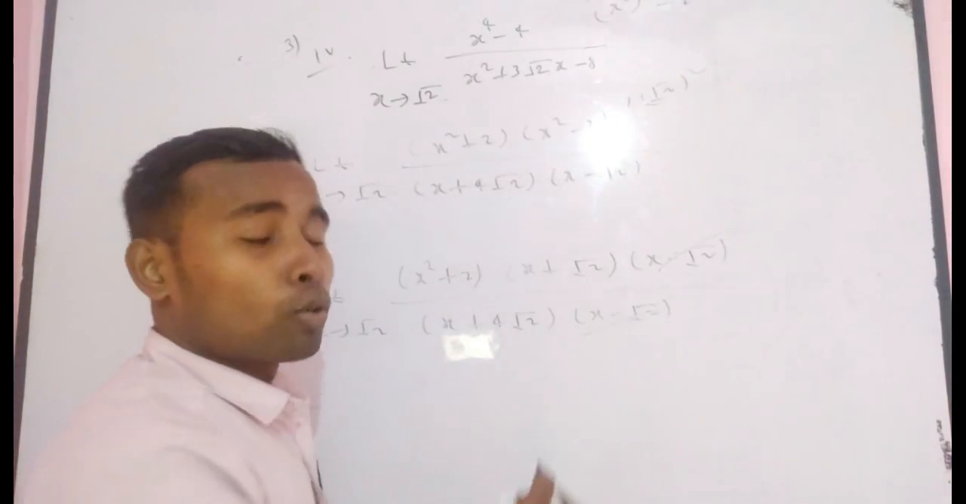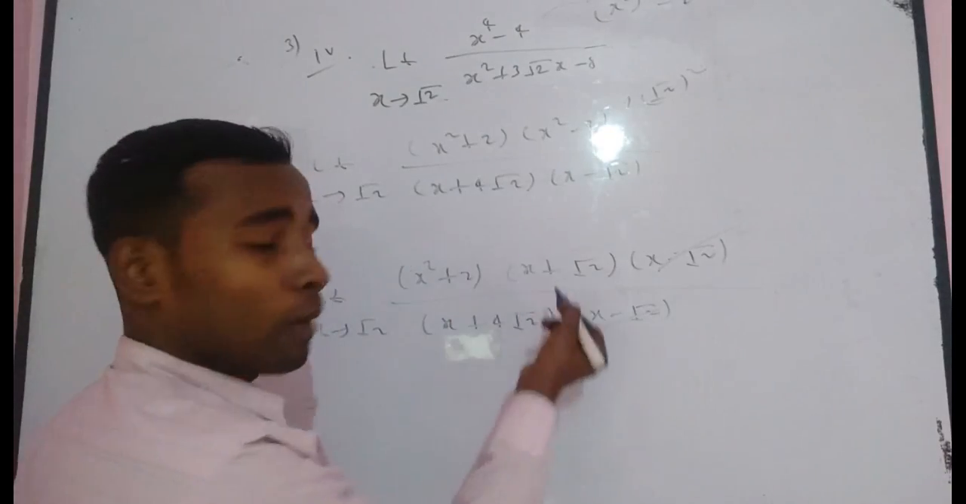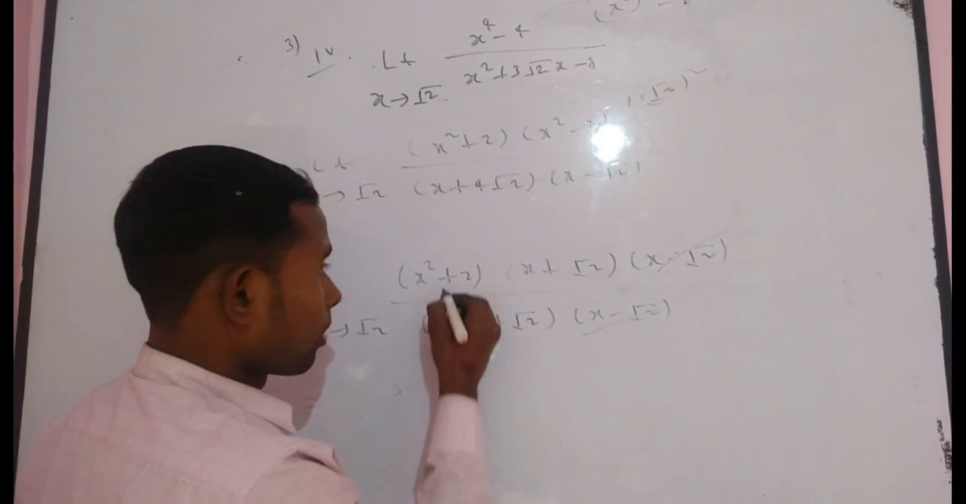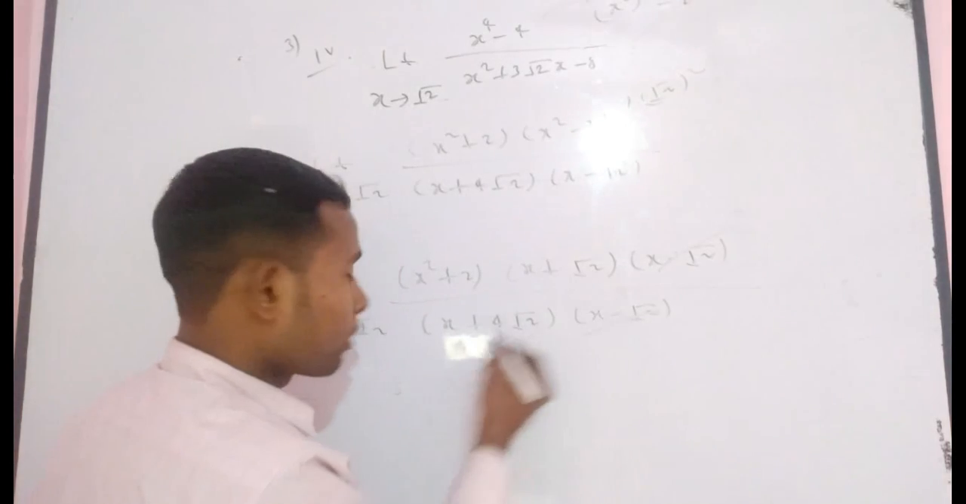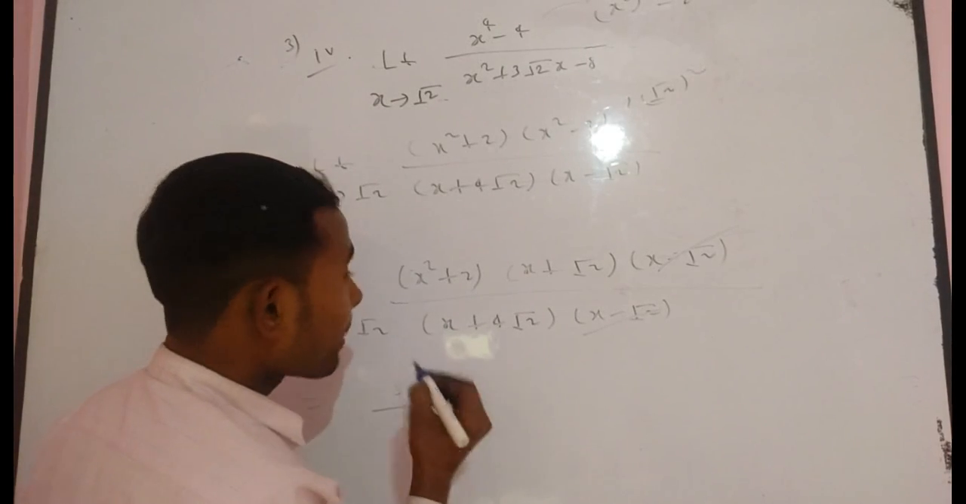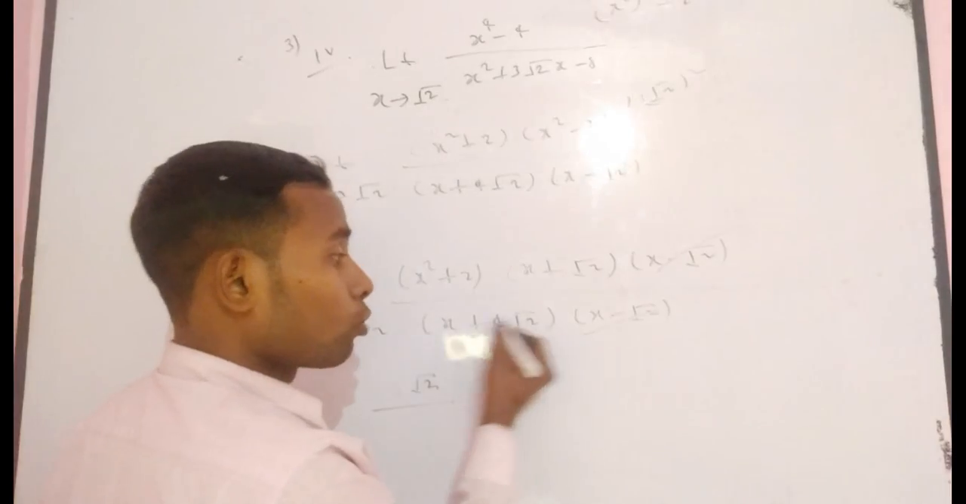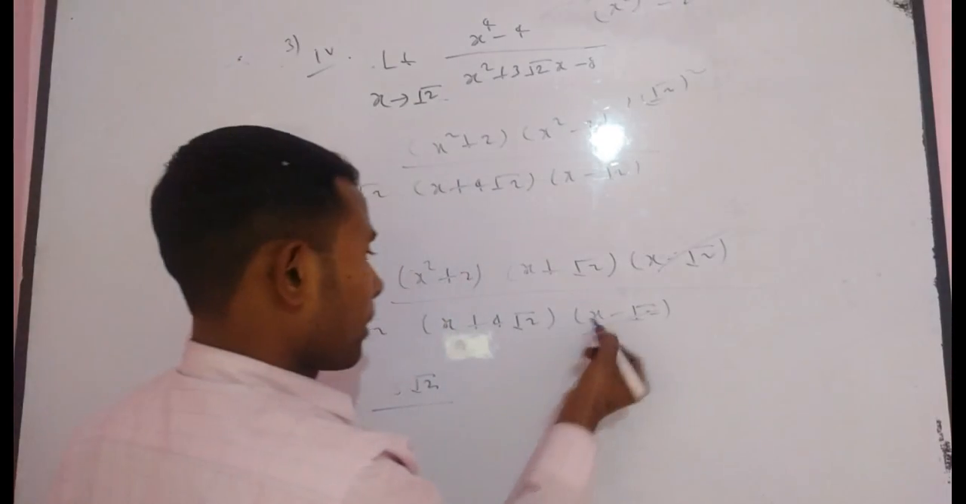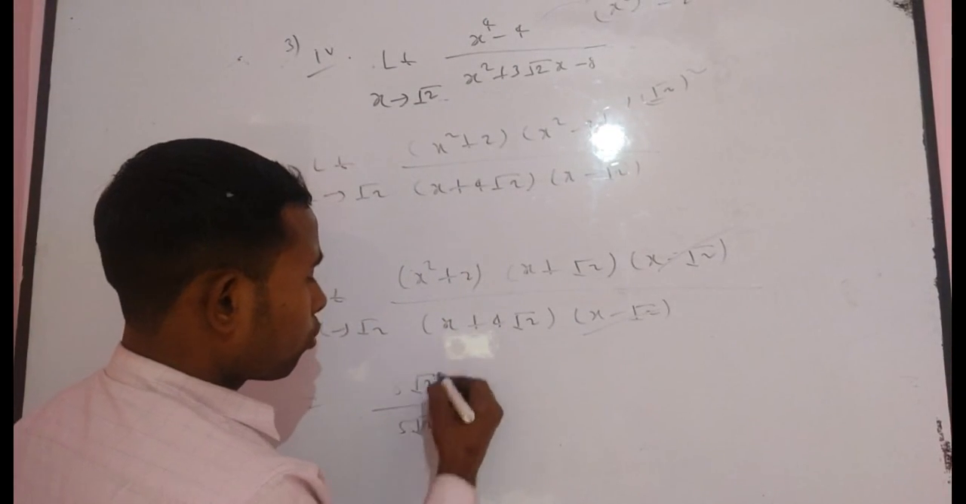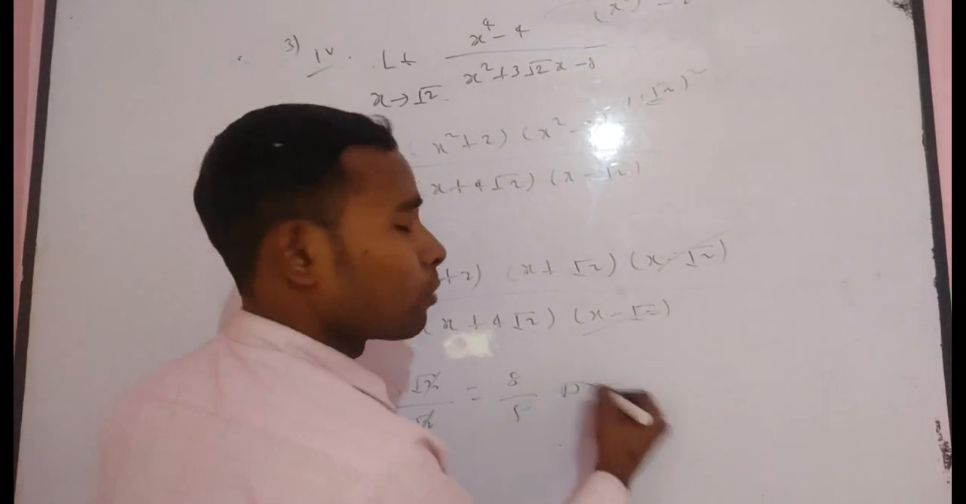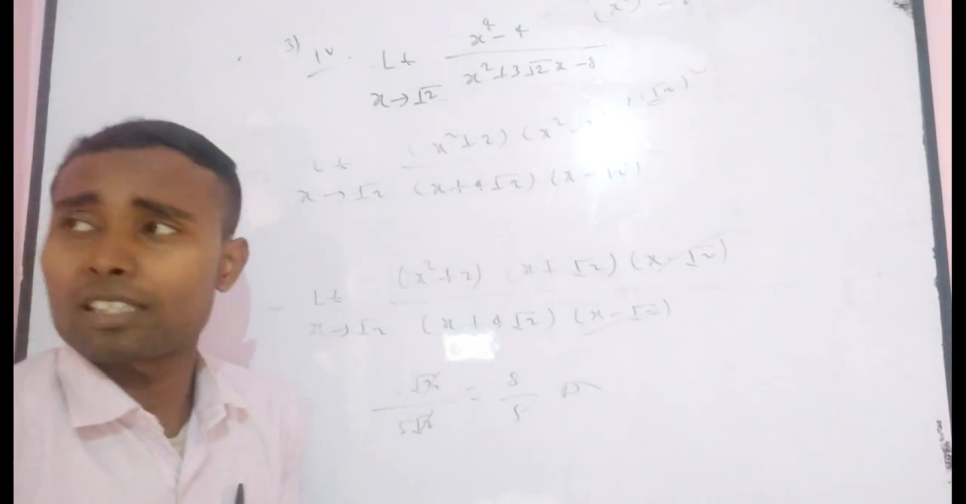If you put root 2 here, root 2 plus root 2, 2 root 2, 2 root 2 into 4, what will you get? 8 root 2, divided by, if you put here root 2, you get 5 root 2. Root 2 cancels and you finally get 8 by 5, which is your required answer. I think you understand my point.